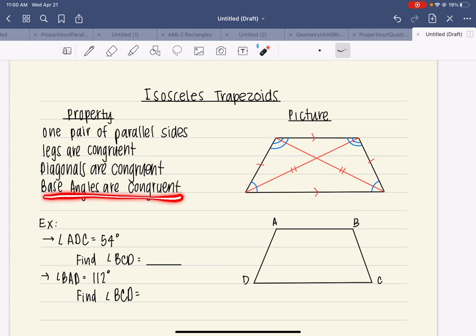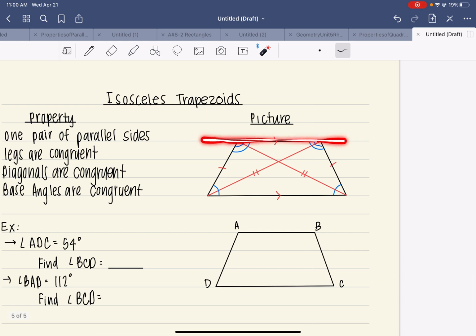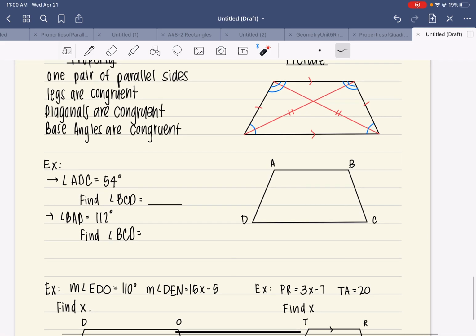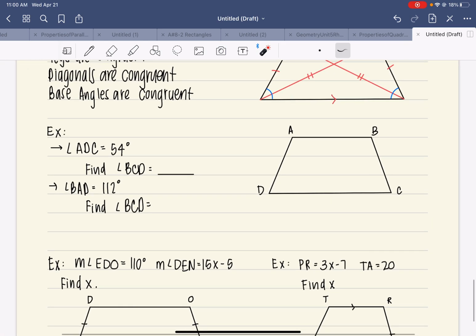And then base angles are congruent. Okay, so in the last video, we learned that if they are not base angles, they add up to equal 180. Well, now if it's an isosceles trapezoid, the base angles are going to be congruent. So if they belong to the same parallel line, these angles will be congruent. Okay. All right, let's go into our examples.